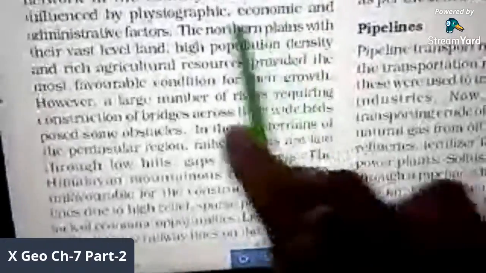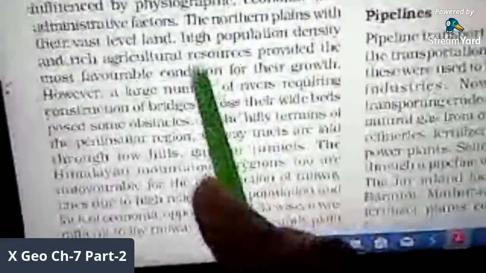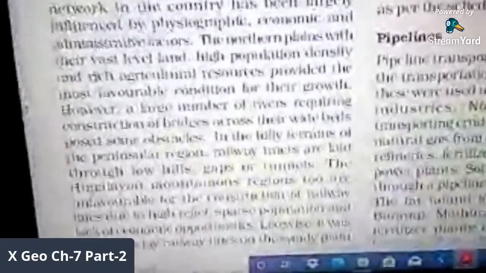So topography or physiographic factors are an important factor for Indian railways. Like, it was difficult to lay railway lines in sandy plain regions. So the more even land we have in our country, the more it influences Indian railways, and the more uneven or unfavorable land we have, like mountain region, sandy plain region, coastal region, it is not favorable for the railways.